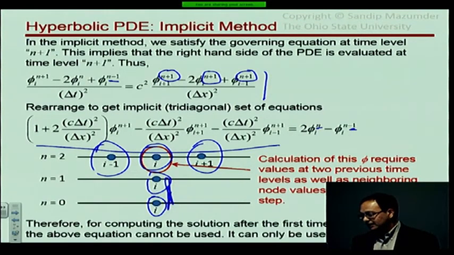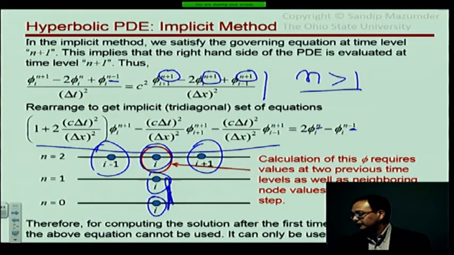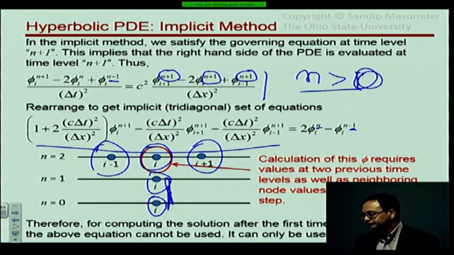Now, of course, just like before, we cannot use this for the first time step. We can only use this for n greater than 1. Because if we plug in n equal to 1, we get phi 1. No, n equal to 1 will work. Sorry, this is n greater than 0 in this case. If you plug in n equal to 0, then we have problems, because we are going to hit a phi of -1, which doesn't exist.